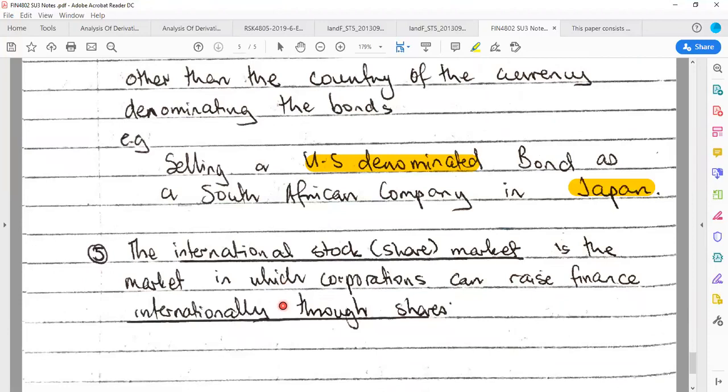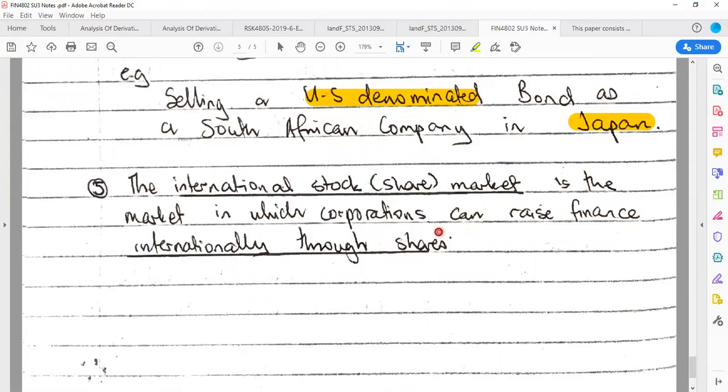And lastly, we have the international stock share market. This is the market in which corporations can raise finance internationally through shares, through equity. So if a company wants to raise money through shares in the international market, they go to the international stock market. Okay. So that brings us to an end of study unit 3.